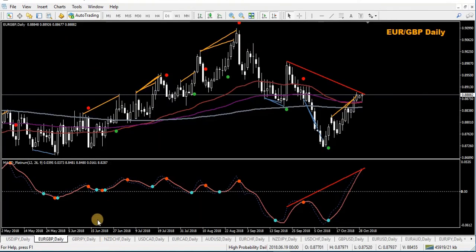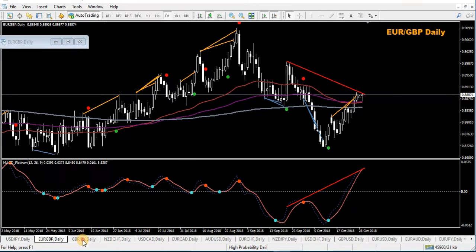Euro pound, not in a trade at the moment. I draw my trend lines in for potential divergence setups. Red is obviously bearish and the lime green is bullish. So at the moment I'm looking at a possible sell signal, but there's no confirmation there, so nothing happens as yet.